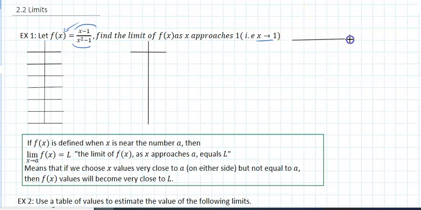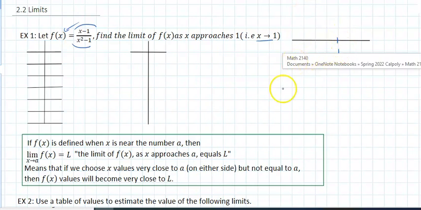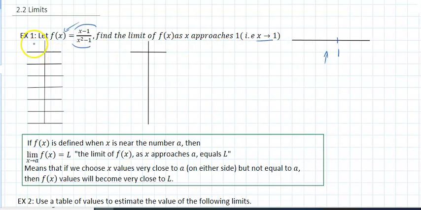So if I put 1 on a number line, the idea is to pick values close to 1 and see what y is approaching. Let me start with some values. I'm going to say there's x, there's f of x. I'm going to check 0, then a number a bit closer, 0.5, because one or two values are useless.